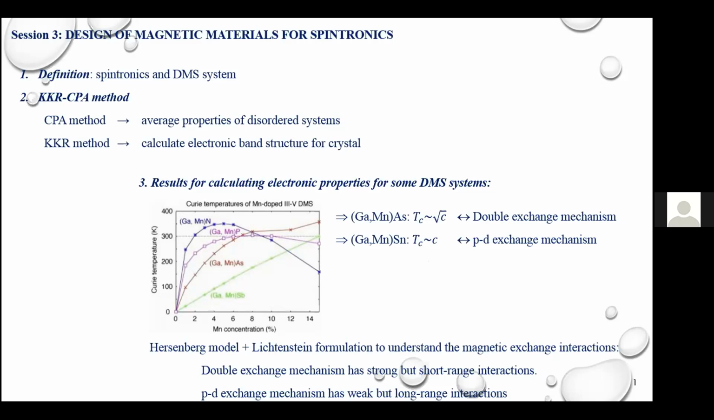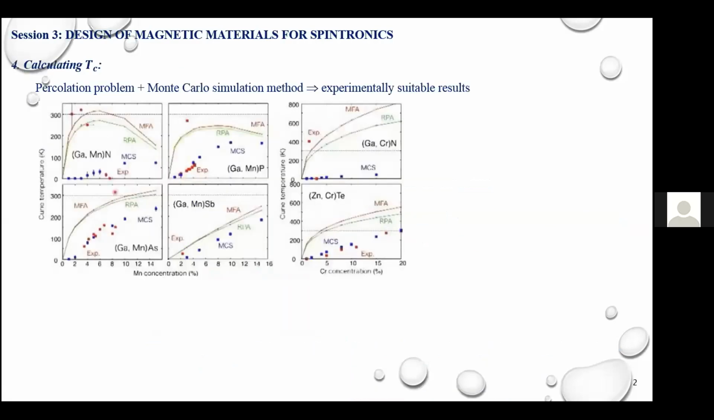When we go into more detail about these mechanisms, we use the Heisenberg model plus the Liechtenstein formulation to understand them. Finally, we figure out that the double exchange mechanism has strong but short range interaction, and the other, p-d exchange mechanism, has weak but long range interaction.